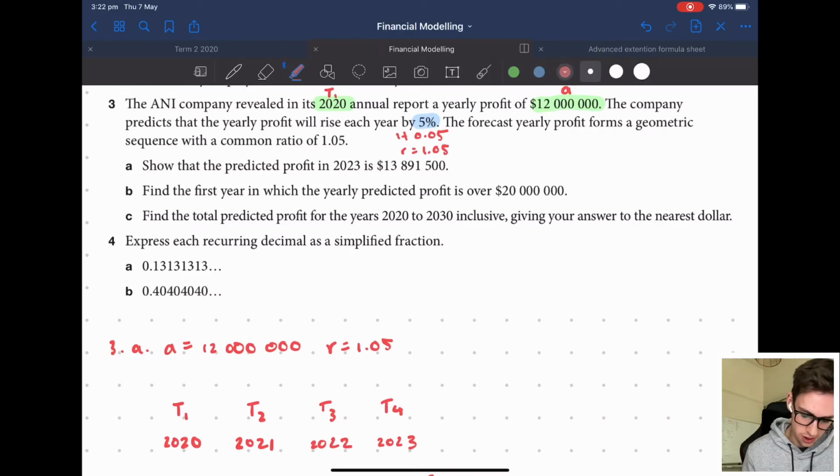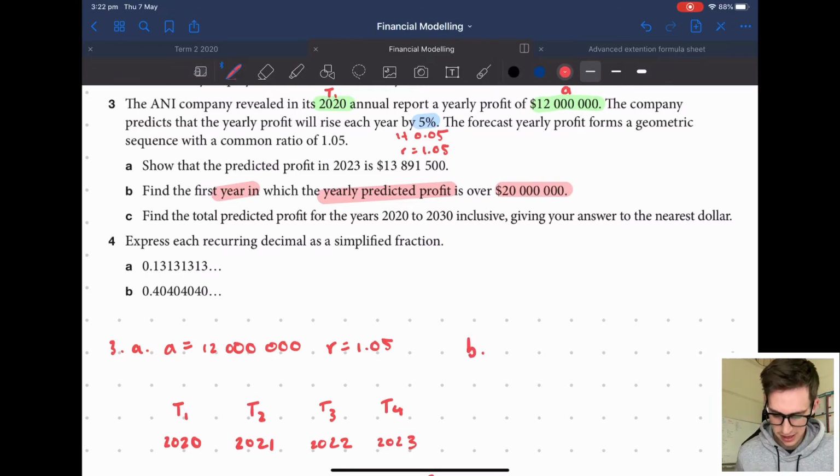We need to find the first year. Now, finding a year, we're going to be finding n, in which the yearly predicted profit is over 20 million. Now, yearly predicted profit means term. Again, we're not talking total yet. See that next part C has total in it? That means we're going to be going to a sum. For now, we're still in term form.